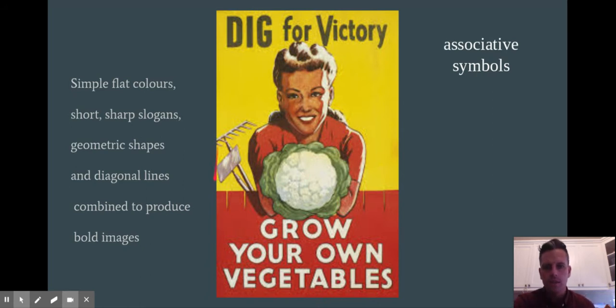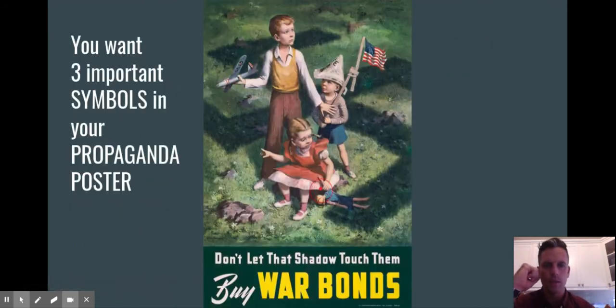One thing to point out is simple, flat colors. Your eye can immediately go to the important things. It's not confused by a bunch of stuff going on. Short, simple slogans that are to the point. Everyone can understand it. And yeah, I can do that. If she can do that, I can do that. It's calling you to do your part, do the simple things that'll let your country win.